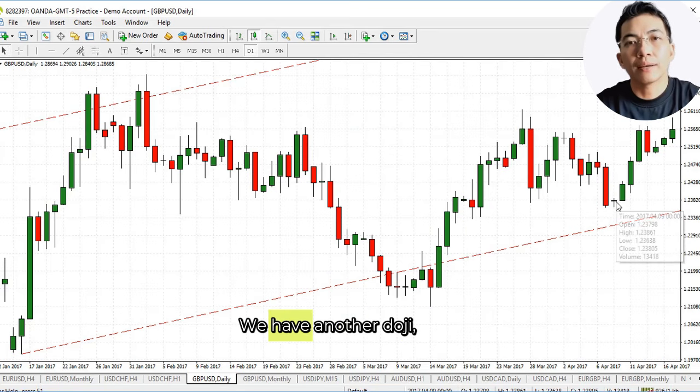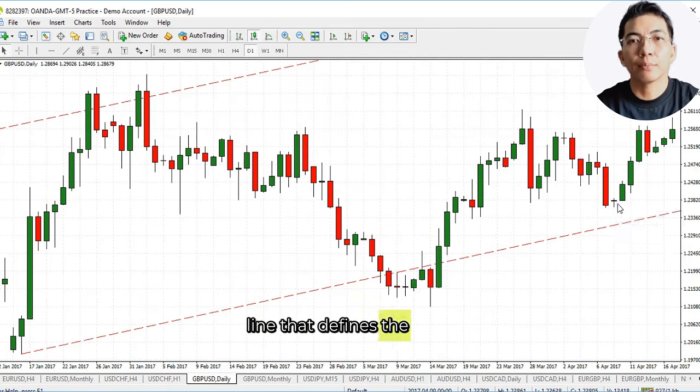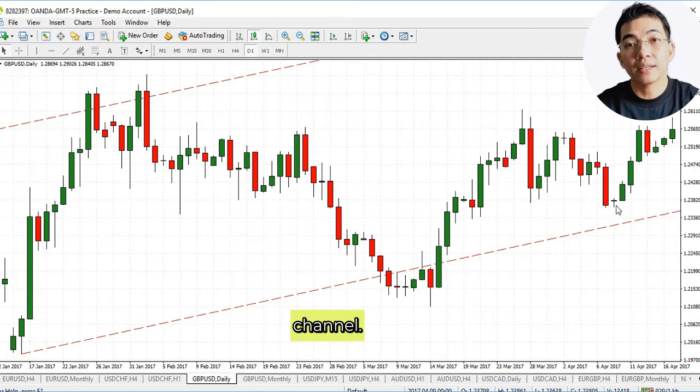We have another doji, again near the uptrend line that defines the bottom of the up channel, and you can see that the price starts to go up again. So it is a very interesting battle between buyers and sellers. It looks like buyers are in control, and in general the price is following this up channel. We have already identified three price levels where buyers push the price higher.